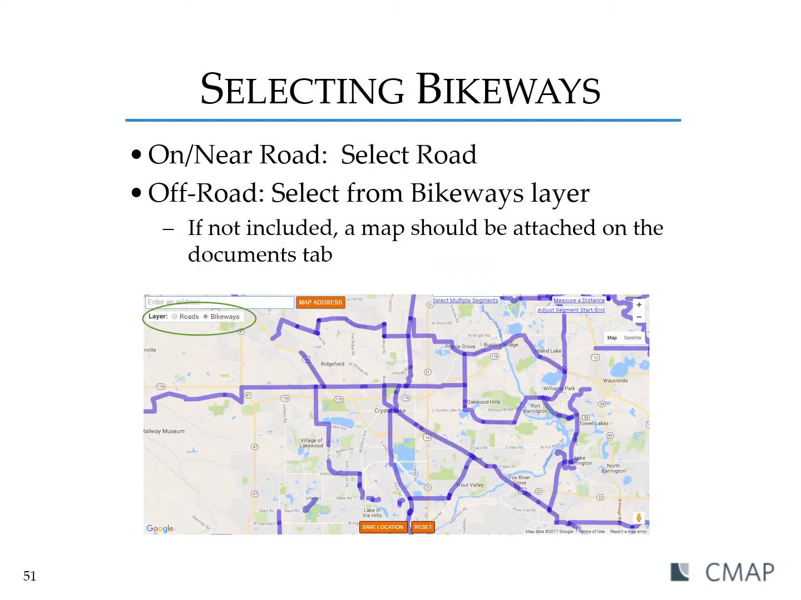Additionally, we also have bike routes to map. So if a route is on or near the road, you can just select the road. If it's off-road, you'll want to switch to the bikeways layer. You'll see that in the top left corner. If neither of these options work, a map should be attached on the Documents tab to detail where the bike route is.